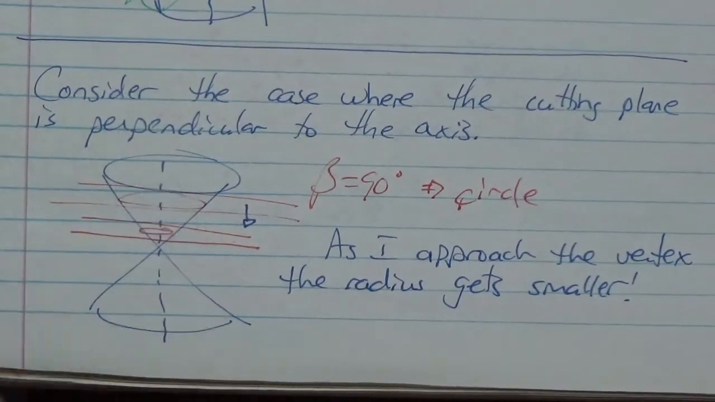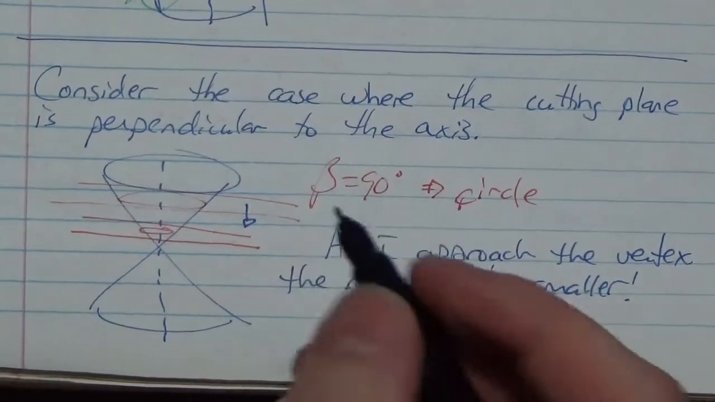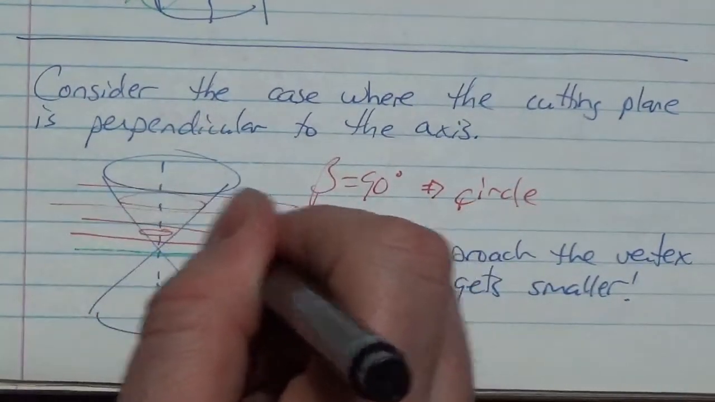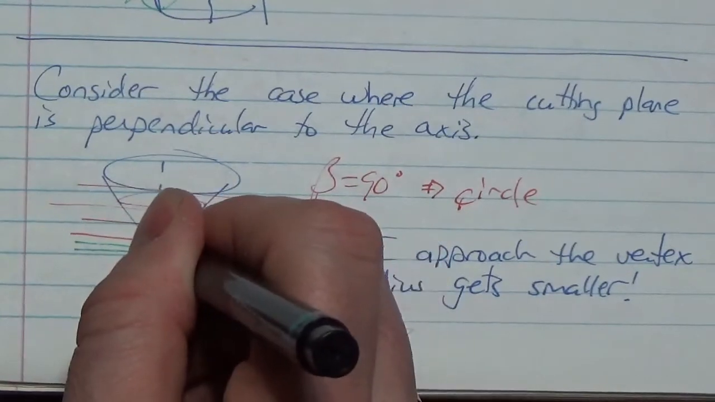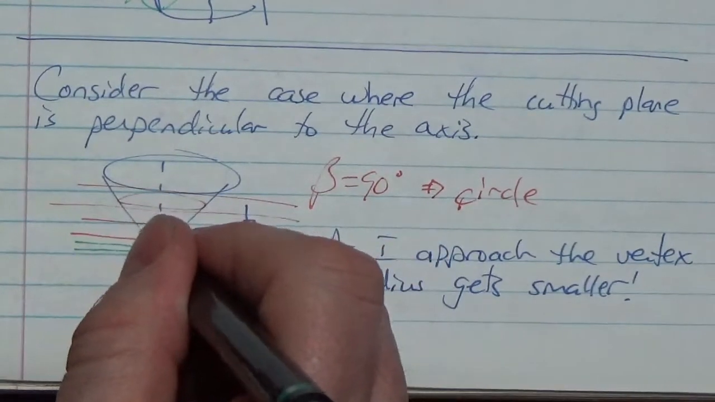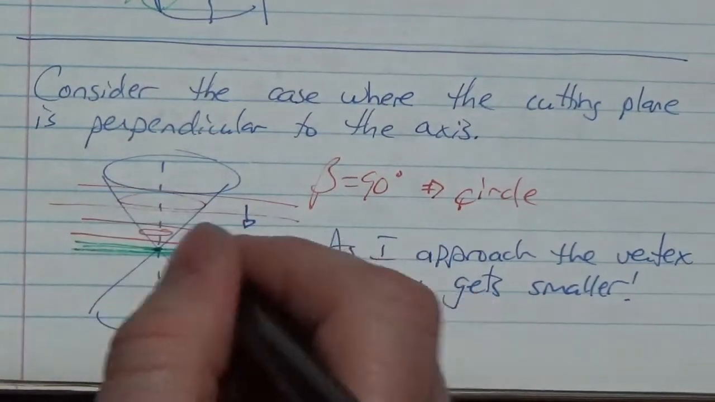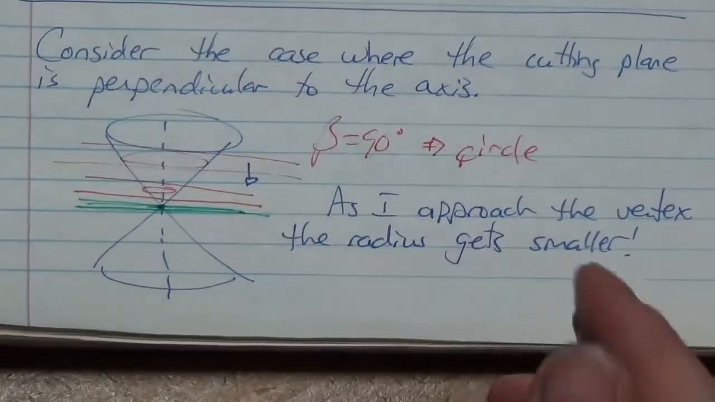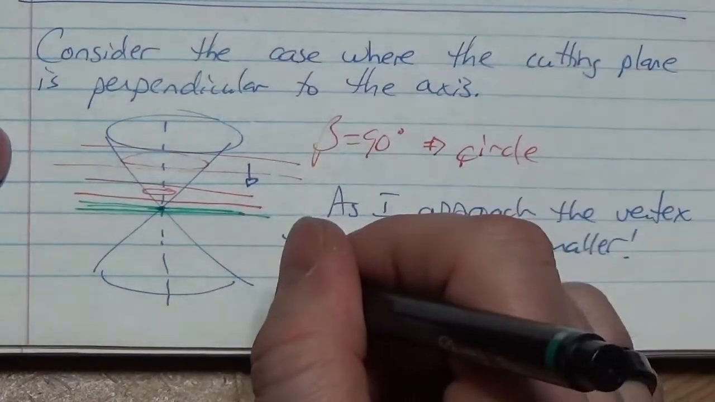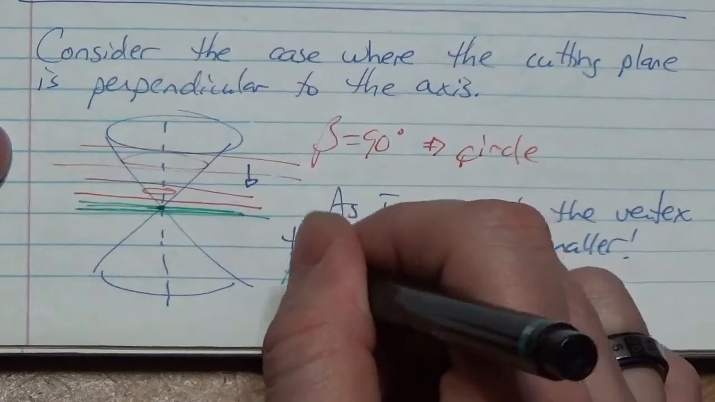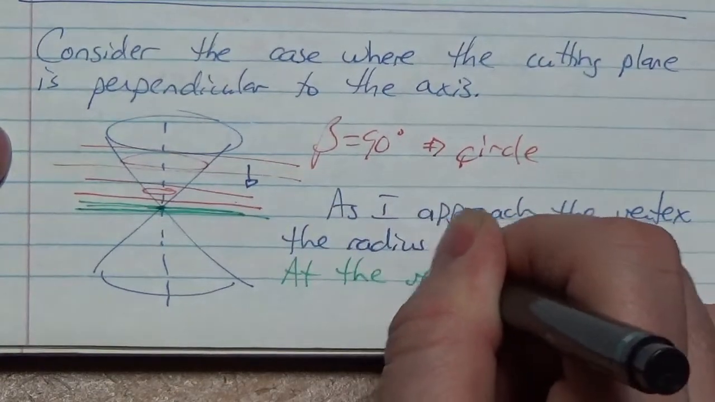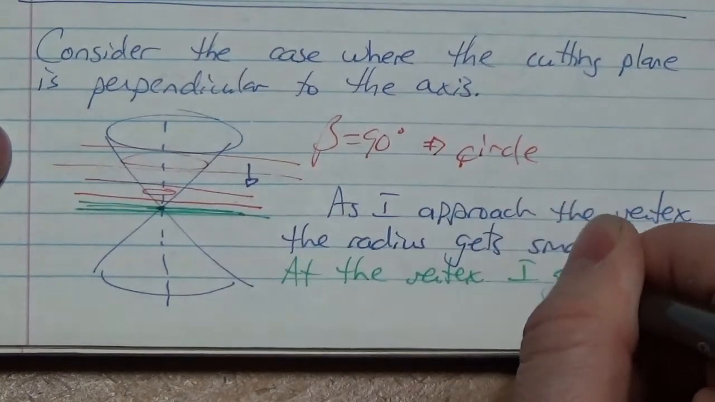Now, the thing is, there's nothing to prevent me from taking that cutting plane and going straight through that vertex. So what happens at the vertex? Well, at the vertex, I get a point.